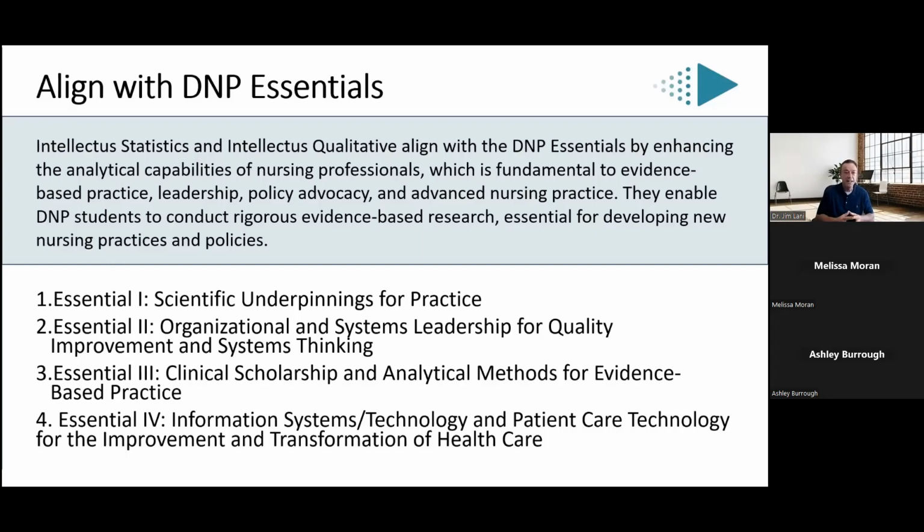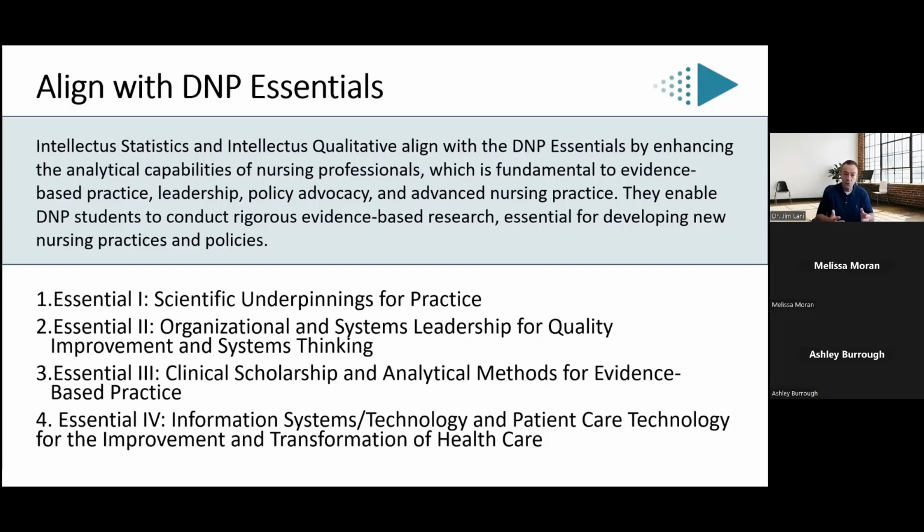For Essential 2, organizational systems leadership for quality improvement and systems thinking. These tools aid in the analyzing of data related to healthcare systems and patient outcomes, thereby supporting leadership roles in quality improvement initiatives. The ability to interpret and apply data effectively is key to systems thinking and decision-making in complex healthcare environments.